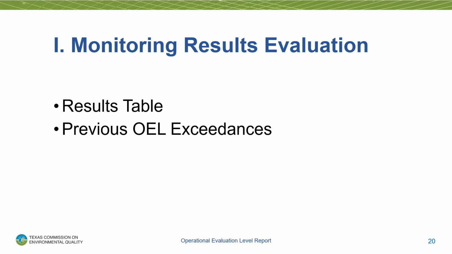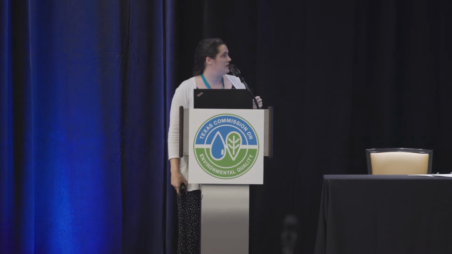Basically, on that page, it doesn't look like much. There's a big table that wants you to type in all of your monitoring results, previous quarters and current, etc. And then it's going to ask you about previous exceedances. If you have ever had anything like this happen before, has your providing system had this happen before?